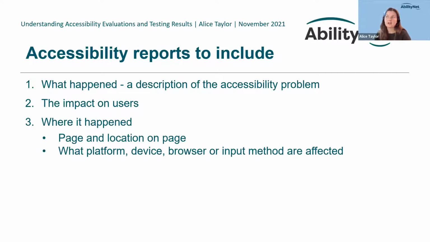And we also want to detail where it happens. So we want to think about what page did it happen on, and where on that page did it happen, and also what platform, device, browser, or input method was affected. So for example, was it only a keyboard only issue? Was it a screen reader problem? So this is important information to help the person who's replicating it know that information as well.